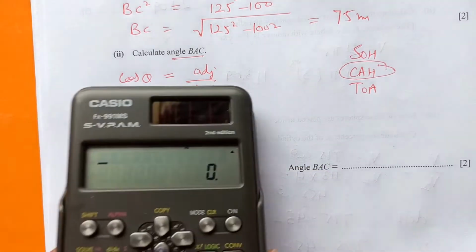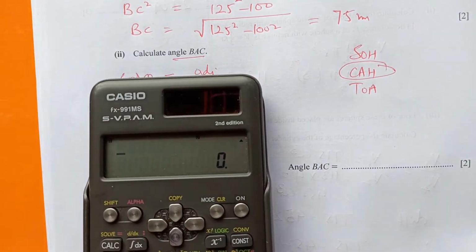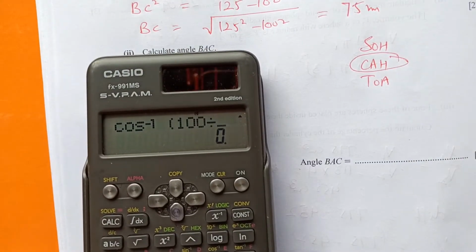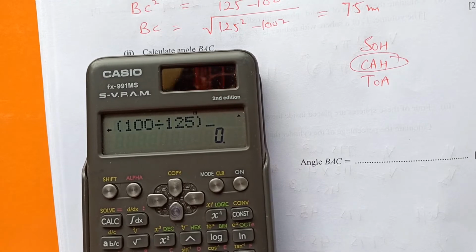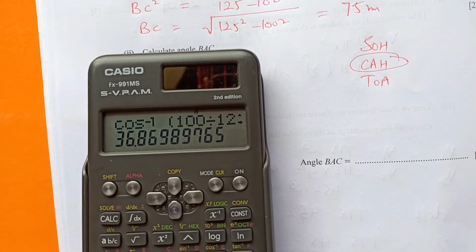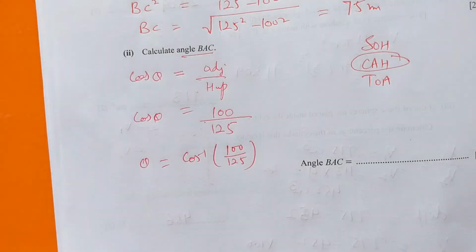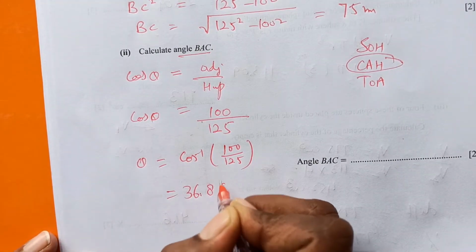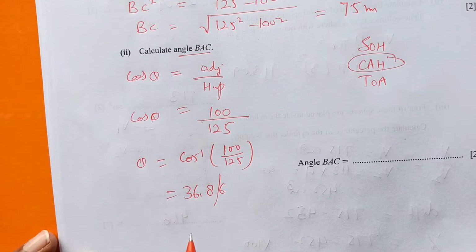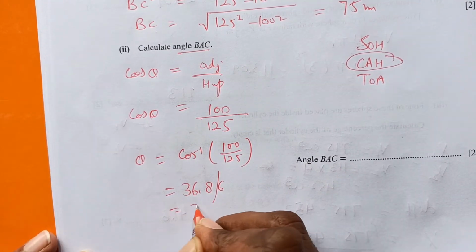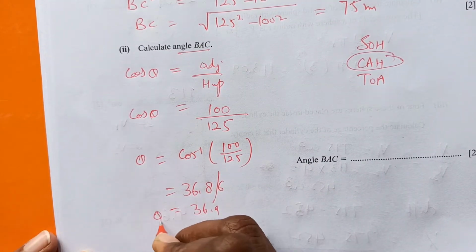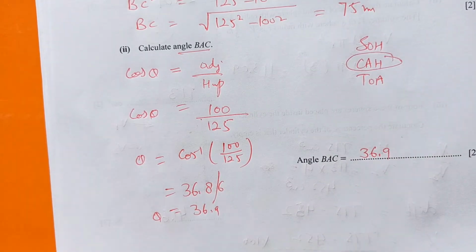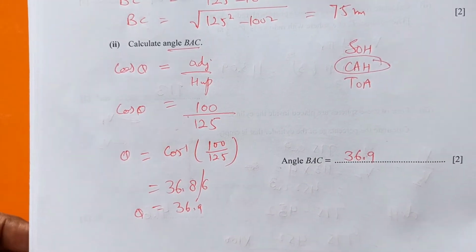So theta is cos inverse 100 over 125. So let's see. Cos inverse 100 divided by 125. It is 36.86. So to write down in three significant figures, it is 36.9. So angle BAC is 36.9, right?